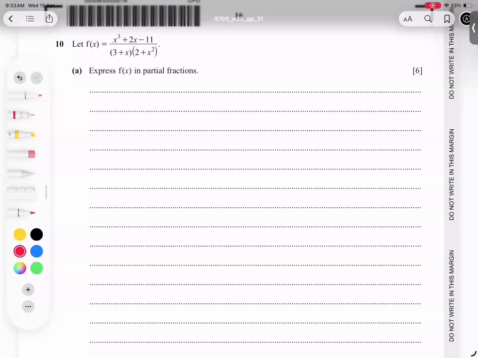Question number 10, students, we have to do partial fractions. How can we do it? First of all, check it. Highest power is 3, and here x squared into x will also give you 3. So this is x to power 3 over x to power 3 because they are equal. This is called an improper fraction. Improper fraction.